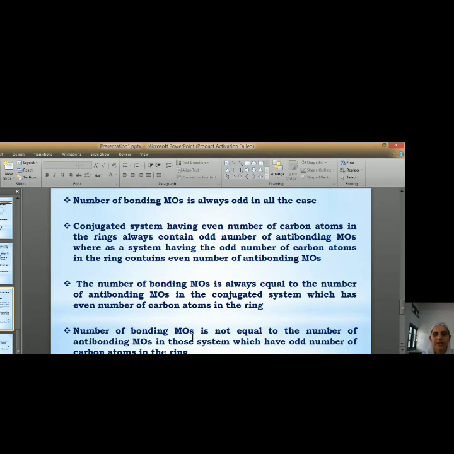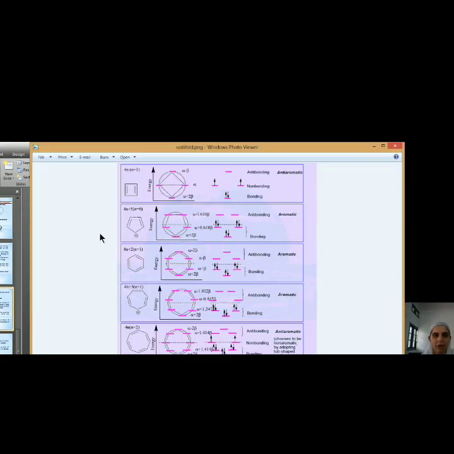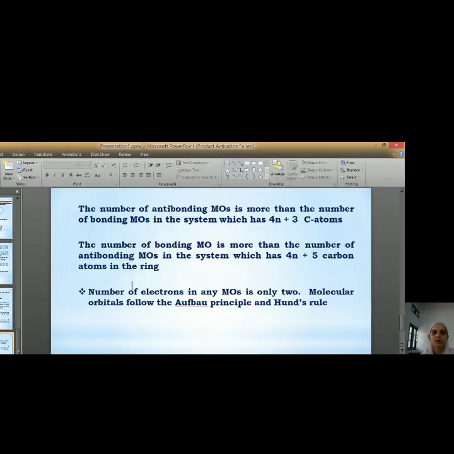Now, the number of bonding MOs is not equal to the number of anti-bonding MOs in those systems which have an odd number of carbon atoms in the ring. So, in the case of the odd system, that is in the case of the 4n plus 1 system, the bonding orbitals are one more than the anti-bonding ones. And in the case of the 4n plus 3 system, we have anti-bonding orbitals one more than the bonding orbitals.